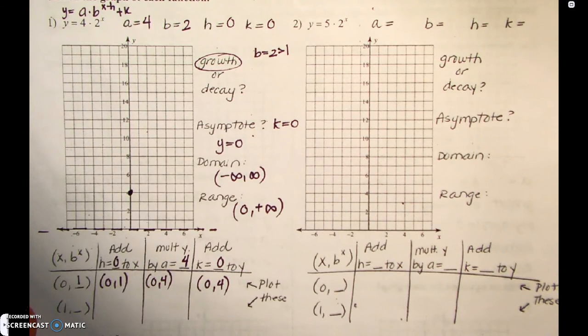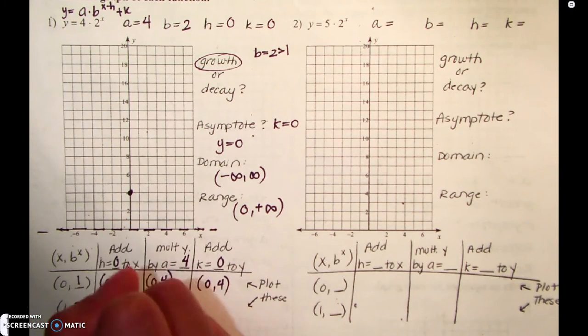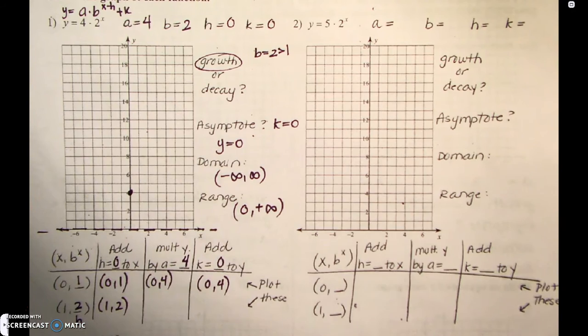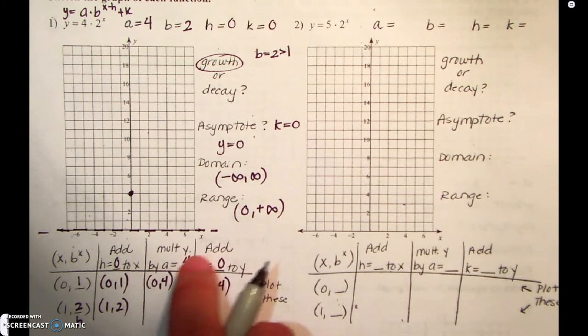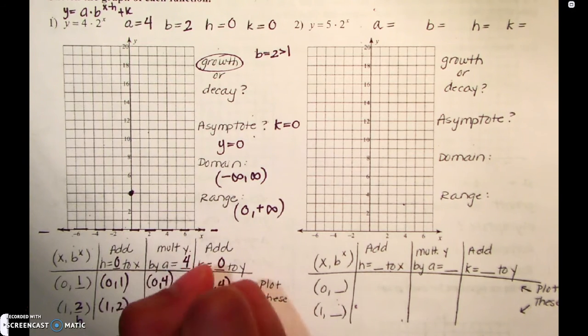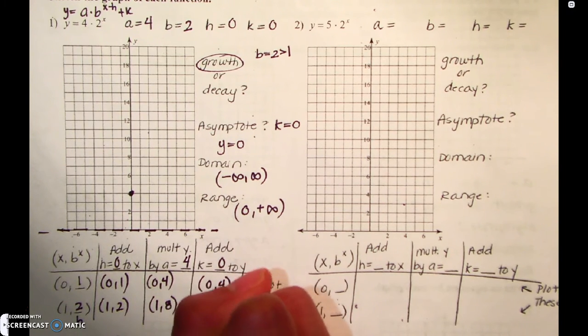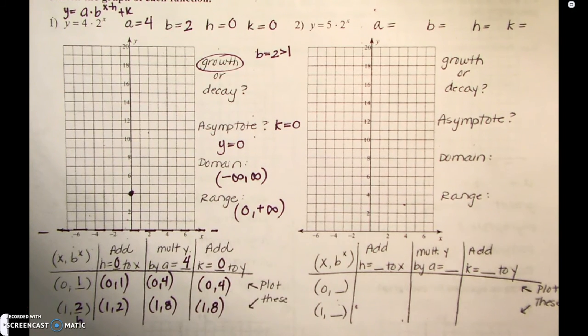That means I don't go to the left or right, but I do move up 4. And then my second one is 1, whatever B is. In this case, B is 2. So I'm going to add 0 to X, which leaves me with 1, 2. Multiply Y by 4. So this is X, this is Y. I'm going to multiply 2 times 4, which gives me 8. And then I'm going to add 0 to Y. So 8 plus 0 is just 8. So I'm going to plot the point 1, 8.